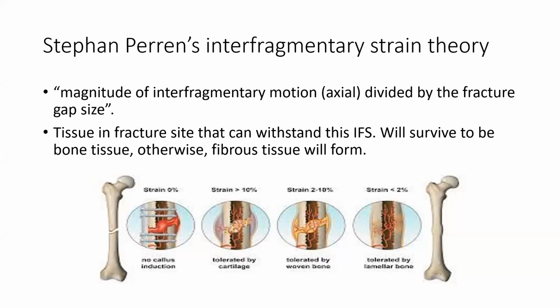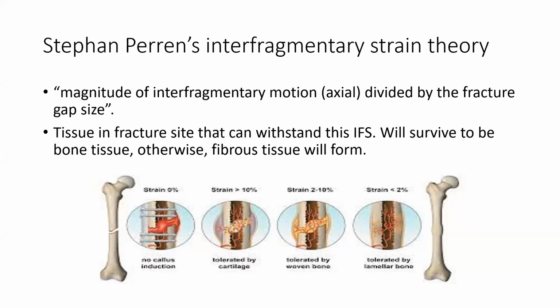So tissue in the fracture site that can withstand this interfragmentary motion will survive to be bone tissue. Otherwise, fibrous tissue will start to form. So with a strain of 0%, bone will not be stimulated to form bone. That's why you hear sometimes this fixation is too rigid. That's why there was no healing. So some motion is needed. However, the amount of motion should be well controlled.